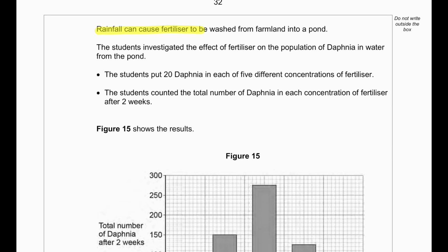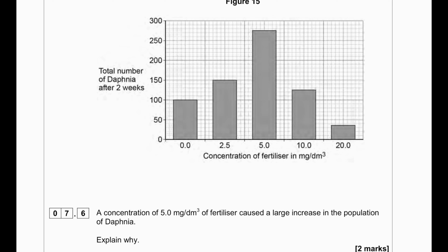The rainfall can cause fertilizer to be washed from farmland into the pond. The student investigated the effect of fertilizer on the population of Daphnia in water from the pond. The student puts 20 Daphnia in each of 5 different concentrations of fertilizer. The student counted the total number of Daphnia in each concentration of fertilizer after 2 weeks. We can see the concentration of fertilizer in milligram per dm cube and the total number of Daphnia after 2 weeks. We can see 5 milligram per dm cube produces the highest number of Daphnia, which is around 275. And the lowest number of Daphnia is produced by the highest concentration of fertilizer, which is around 35.